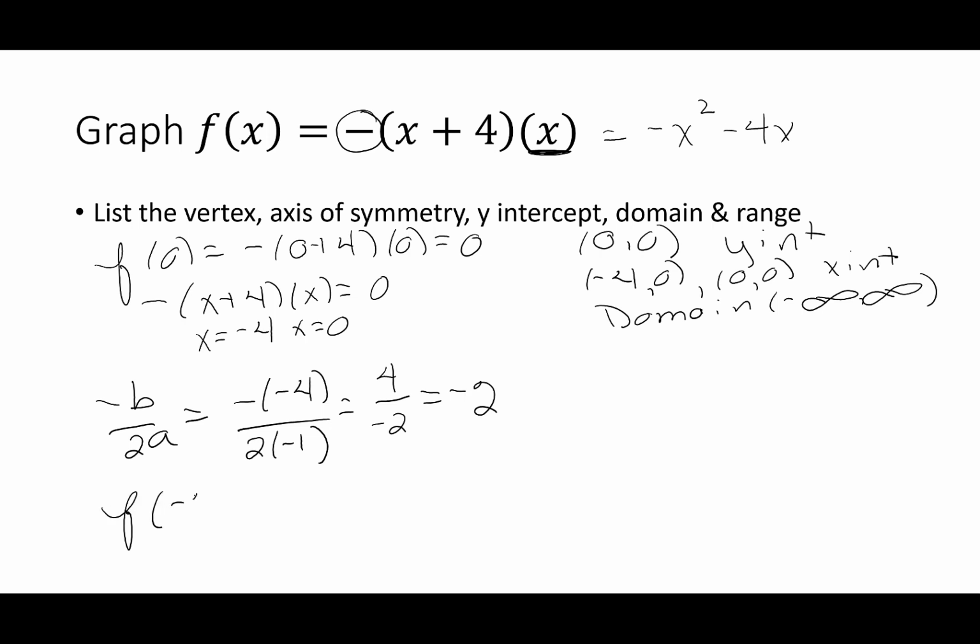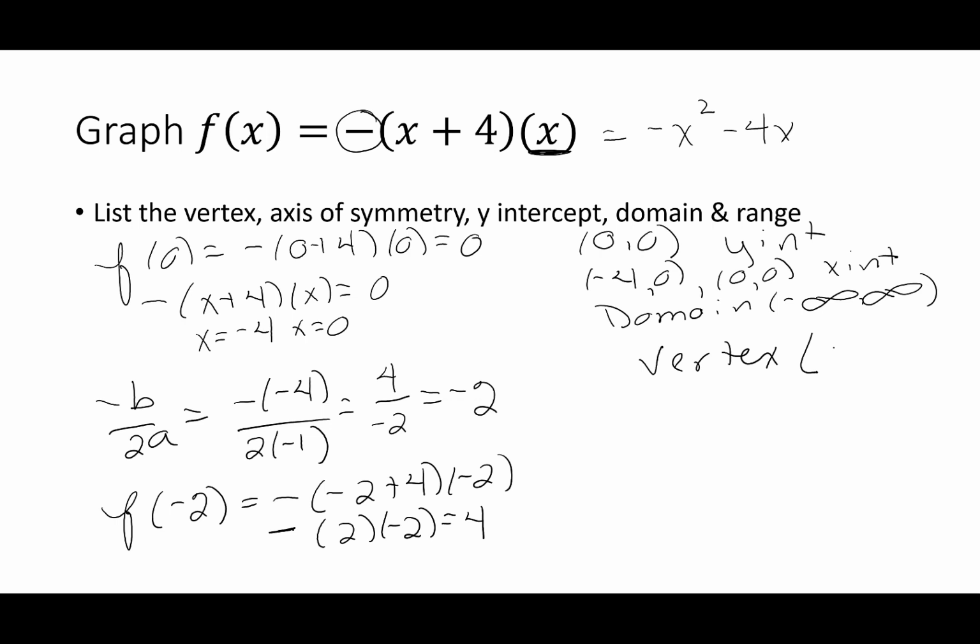Now I'm going to find f of negative 2. This is negative 2 plus 4 times negative 2. Here's a negative. Negative 2 and 4 is 2 times negative 2, positive 4. So my vertex is negative 2, positive 4. This would also be the axis of symmetry, which is x is negative 2. So I get a lot of information from finding the vertex.